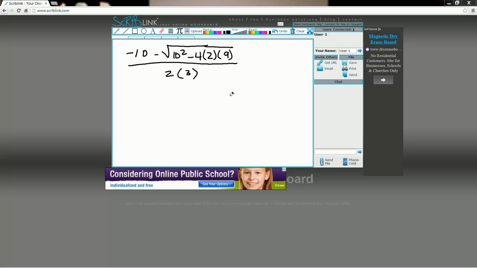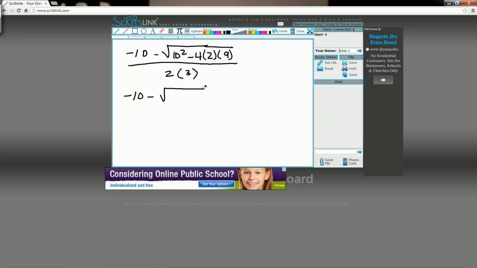Alright, so we have this mess here that we want to simplify. And remember, your order of operations says to always do parentheses first, anything that's grouped. And what's actually grouped is all of this under the square root sign. Okay, so that's the very first thing you want to do.